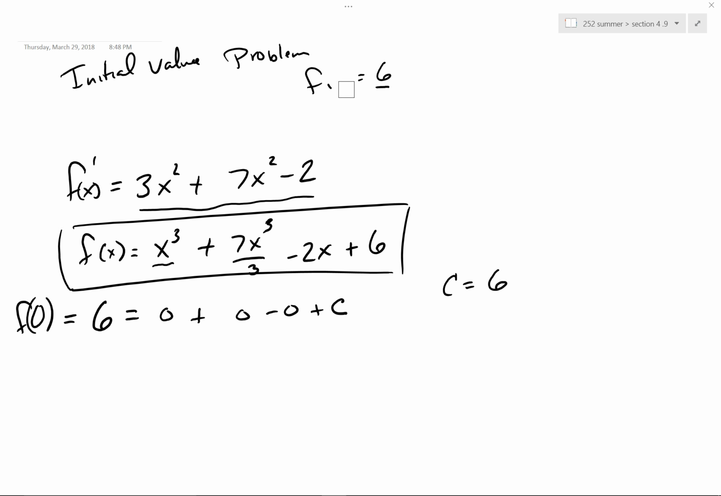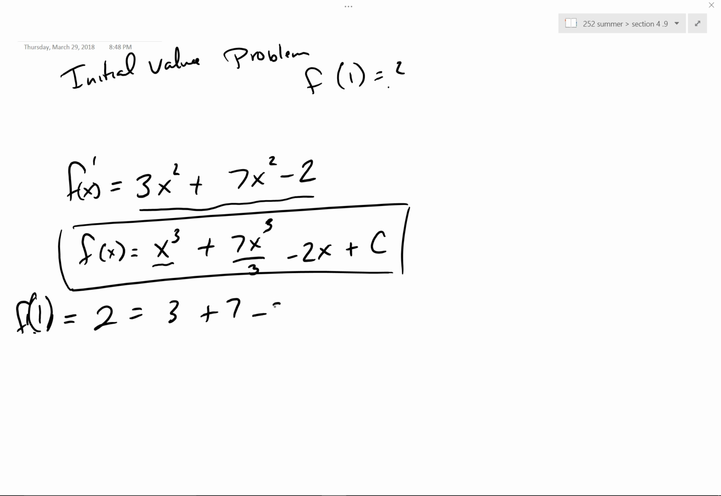If it hadn't been equal to that, if it had been f of 1 equals 2, then it would have been a slightly different problem, because then I would have had to do this. All right, we'll put 1 in everywhere. And so it would have been 3 plus 7 minus 2.